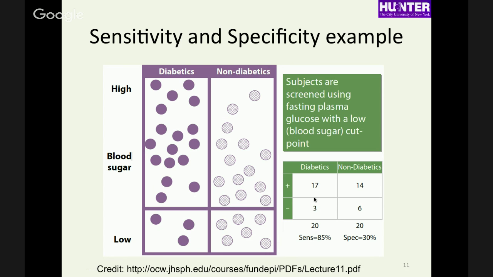But the drawback to setting that low threshold is that we don't do as well on specificity. So we're doing well on the diabetics, we're doing badly on the non-diabetics, which is the specificity. So among the non-diabetics, we've got 6 correct tests and 14 incorrect tests for a specificity of 30%.